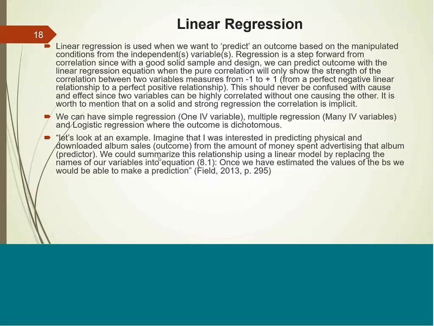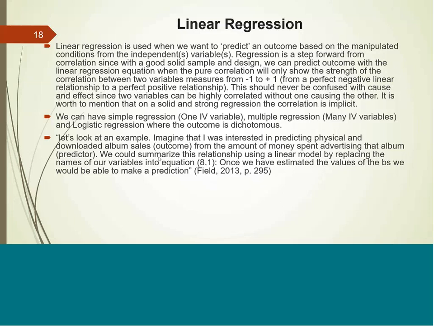When the pure correlation would only show the strength of the correlations between two variables. That is measured from -1 all the way to +1, from a perfect negative relationship to a perfect positive relationship. And again, this should never be confused with cause and effect, since the two variables can be highly correlated without one causing the other.